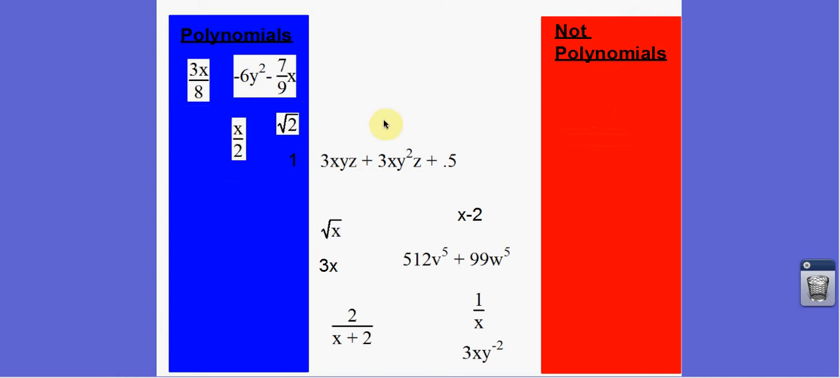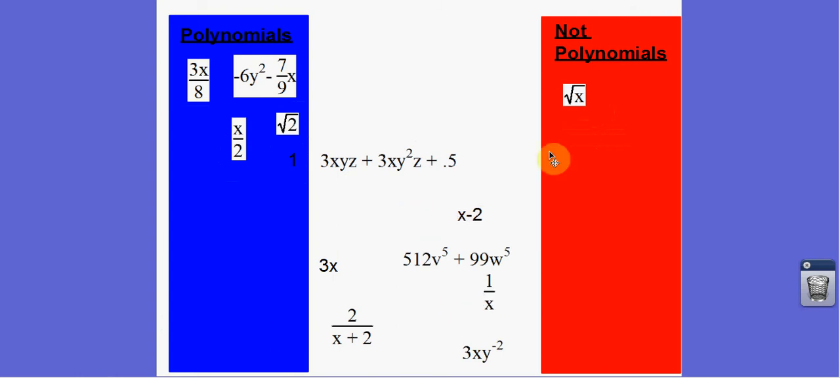Can't have a fraction or a variable in the bottom of a fraction, but you can have a number like 2. That's fine. Let's see, the square root of x. That is not a polynomial. You cannot take the square root of a variable and have it be a polynomial. Let's find some other ones that aren't polynomials.